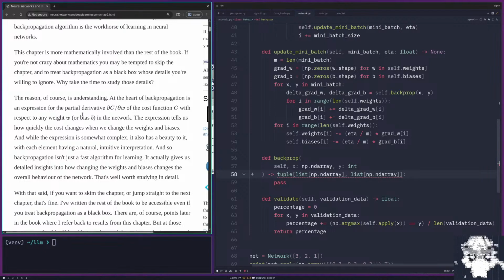This chapter is more mathematically involved than the rest of the book. If you're not crazy about mathematics, you may be tempted to skip the chapter and to treat backpropagation as a black box whose details you're willing to ignore. Why take the time to study those details? The reason, of course, is understanding.